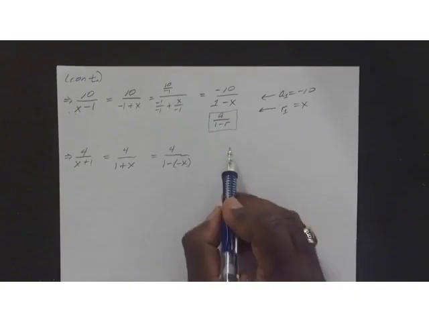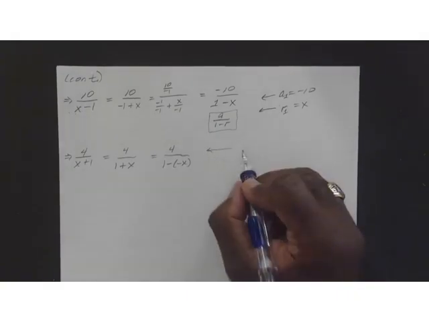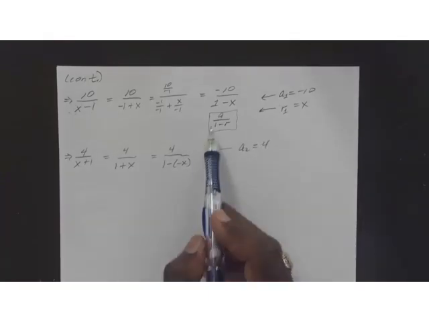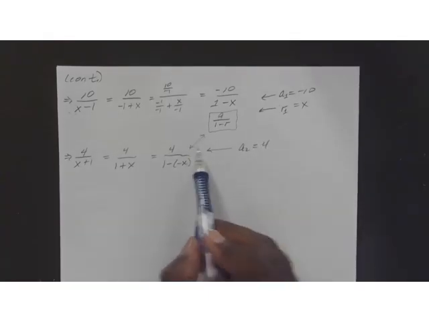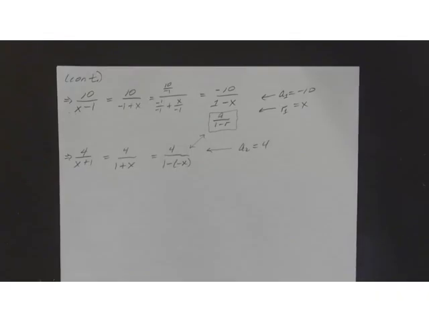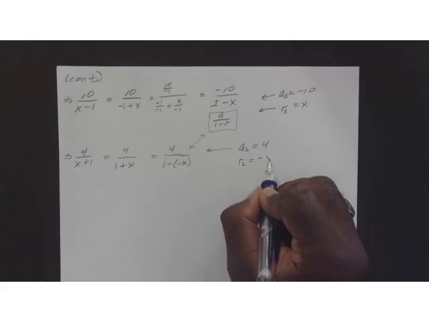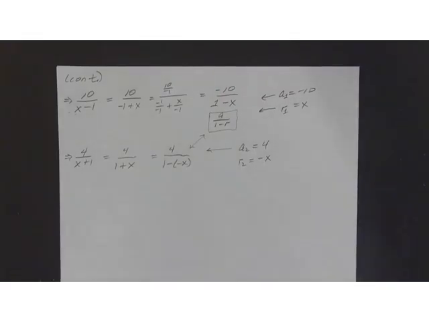So we can see for this one, we'll call this a number 2. We know that's equal to 4 because that's in the same form. Our r number 2, we see that's just equal to negative x.